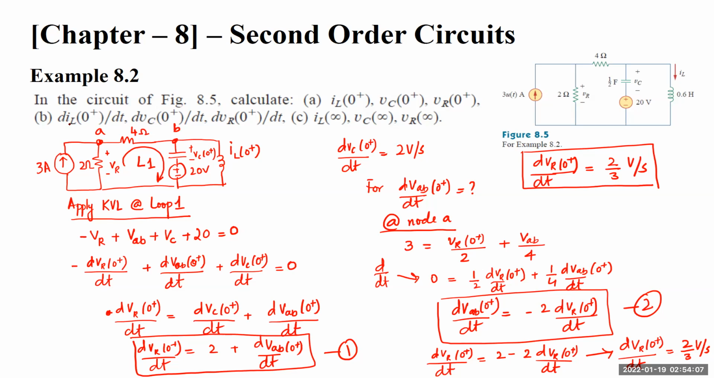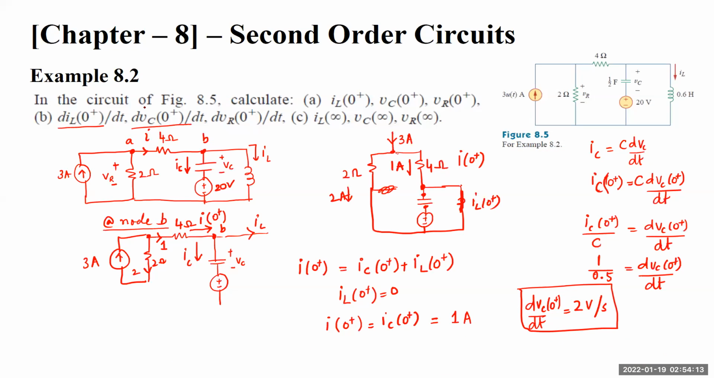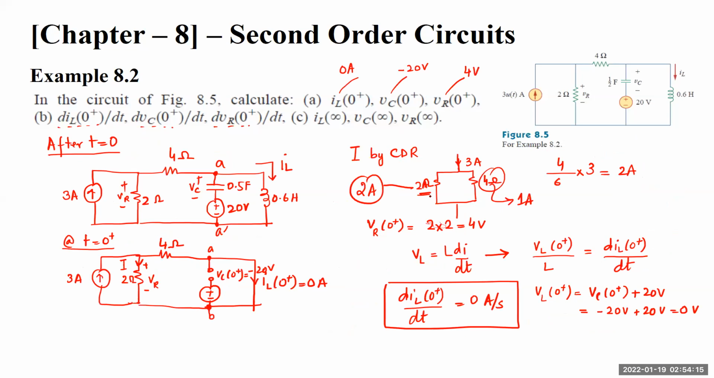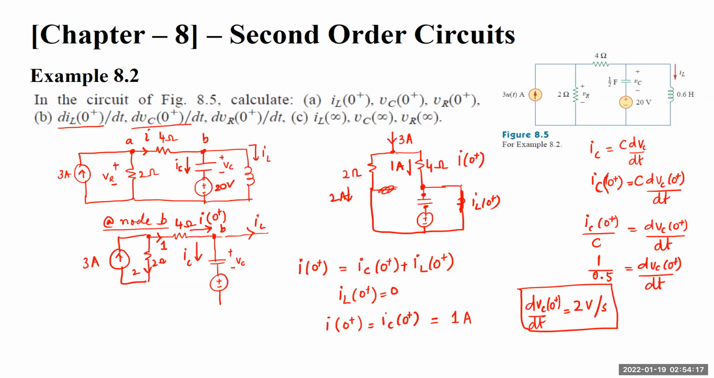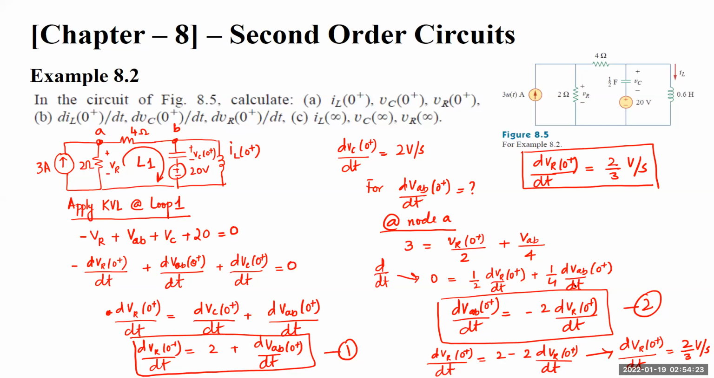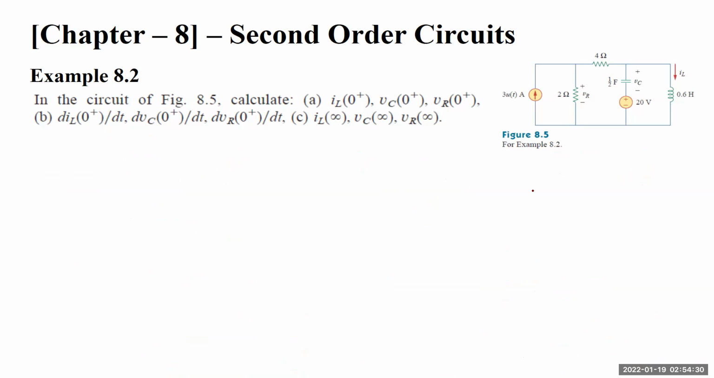So di by dt, or di 0 positive by dt, we got 0. Again, di by dt, we got 0. dVC by dt 0 positive, we got 2 volts per second, and dVR by dt, we got 2 by 3 volts per second. So now our last case: calculate IL for infinity, VC for infinity, and VR for infinity.